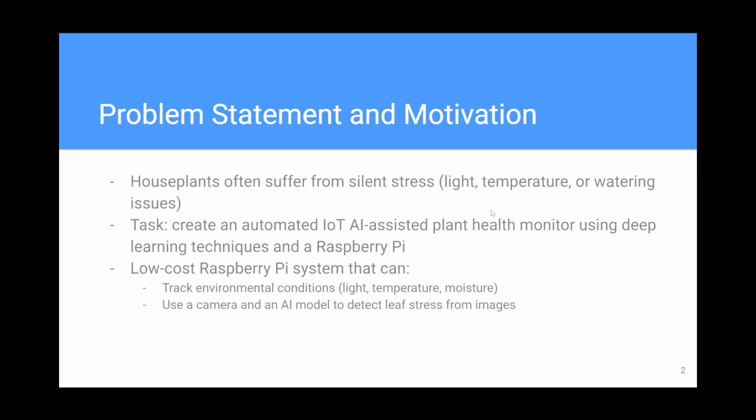So for the problem statement and motivation, houseplants often suffer from silent stress, such as light, temperature, and watering issues. So the task I set out to complete was to create an automated IoT, Internet of Things, AI-assisted plant health monitor using deep learning techniques and a Raspberry Pi. So the idea is to create a low-cost Raspberry Pi system that can track environmental conditions and uses a camera and an AI model to detect leaf stress from images.